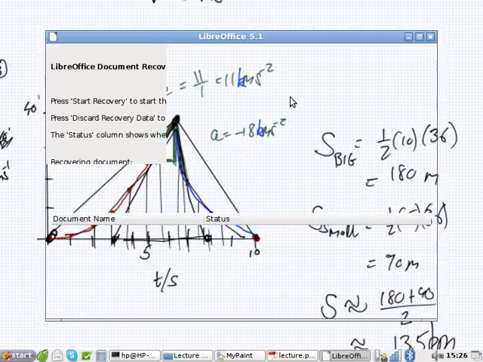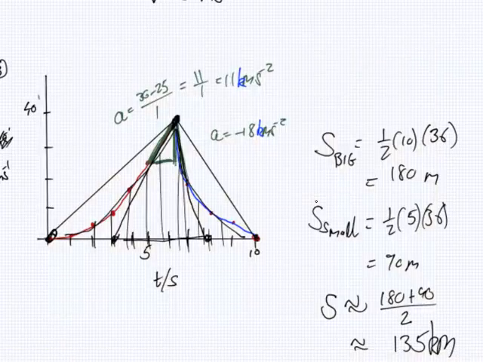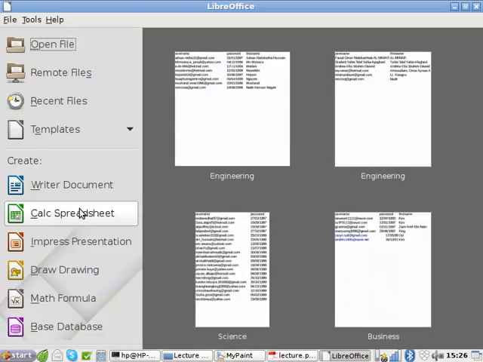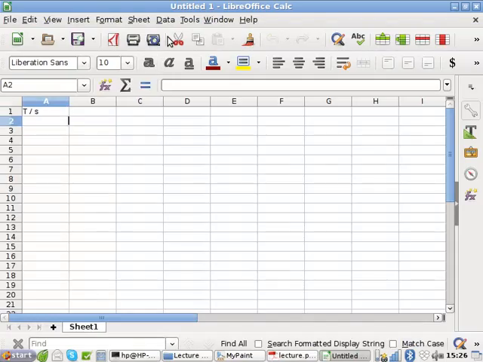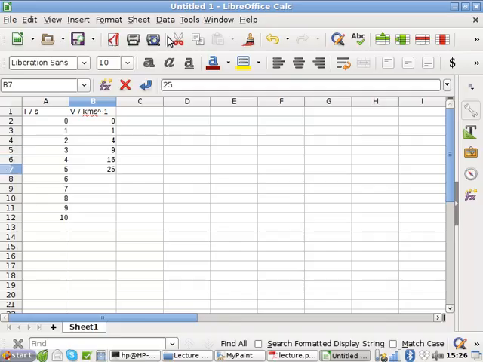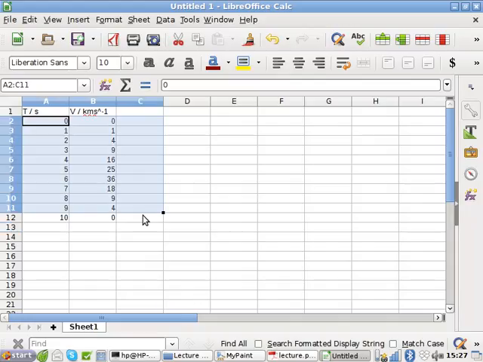Loading. Here we go. Right, so I just need you to, in a moment, once it comes up, give me the numbers. So I know the time goes from 0 to 10, doesn't it? Is it seconds, right? Yeah. So we have time in seconds, 0, 1, 2, 3, 4, 5, 6, 7, 8, 9, 10. And the velocities in kilometers per second. So the first one, 0? 0, and then 1, 4, 9, 16, 25, 36, 18, 9, 4, 0. Okay, so I'll make the graph for you.